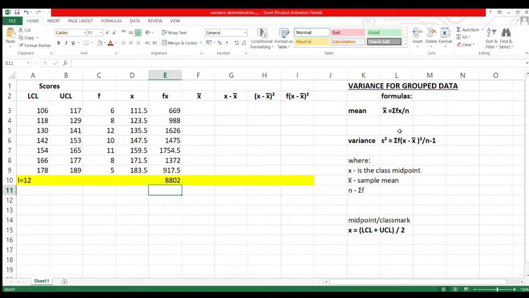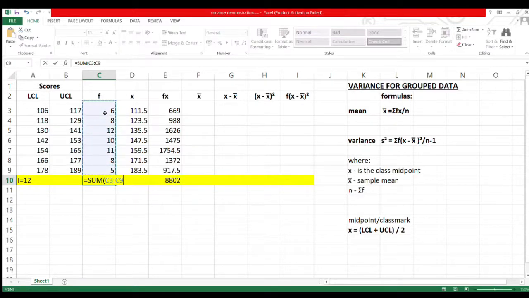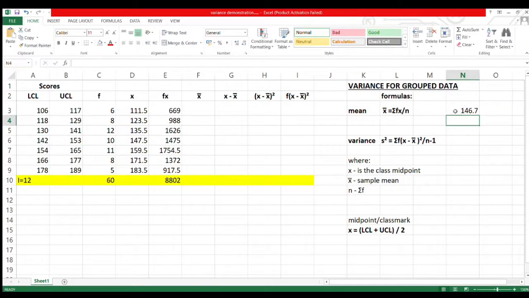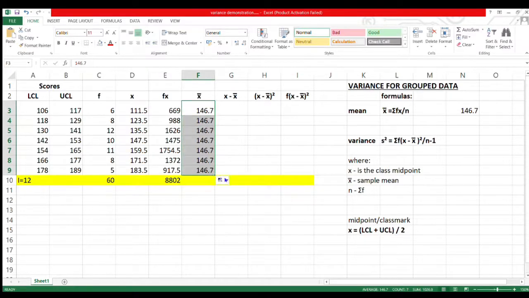In the formula, we also need n, which is the summation of the frequency. So just add the frequency, that is equal to 60. Substitute this to the formula. We have the summation of f times x, which is 8,802, divided by our total frequency, which is 60. So we get the sample mean, which is equal to 146.7. But we need to place the mean on the table in order to proceed to the next step, which is x minus the mean.